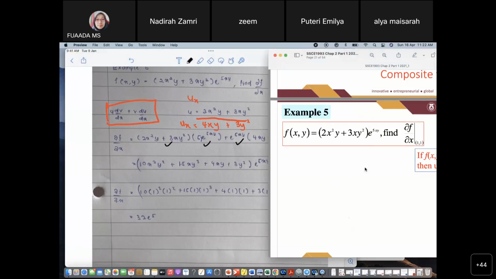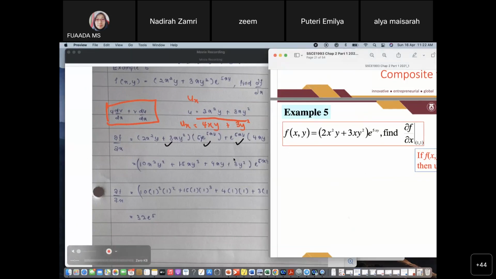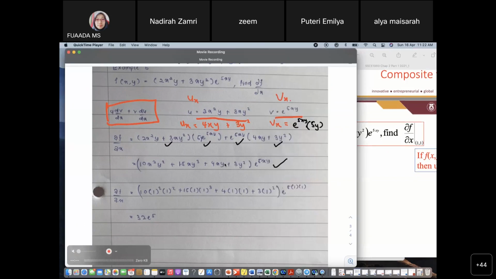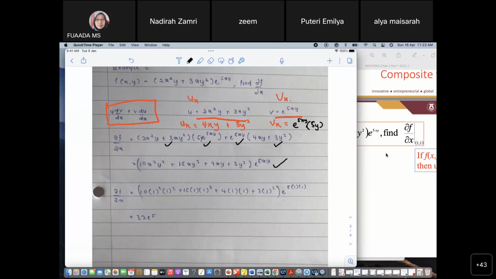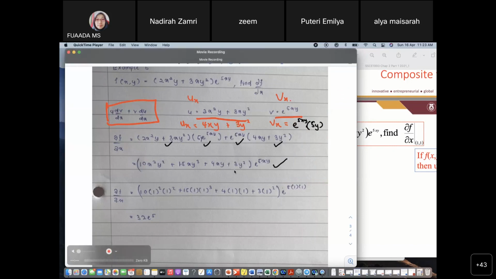Then we expand and simplify, so we get a particular form. Because the question asks at the end to evaluate, we don't bother about the final version of your answer, whether you factorize or just leave it like this. What we care about is the final value, because you have to evaluate the derivative at x equal to 1 and y equal to 1. So by replacing all the values of x and y, don't forget the e. When you replace xy with 1, you just got e^5. e^5 is a constant, okay? So we got 32 e^5.